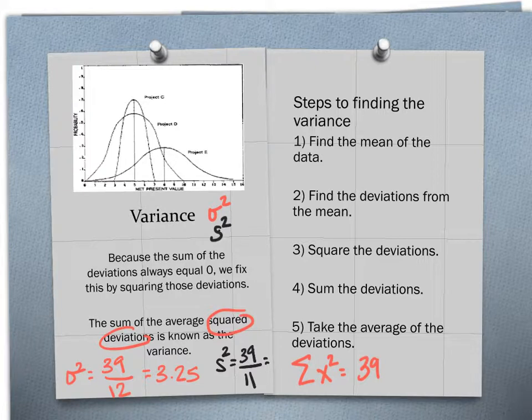And this is equal to 3.545. Notice that this value is slightly bigger than this value. And that's because when you divide by a smaller number, you always get a larger quantity. That might not make sense.